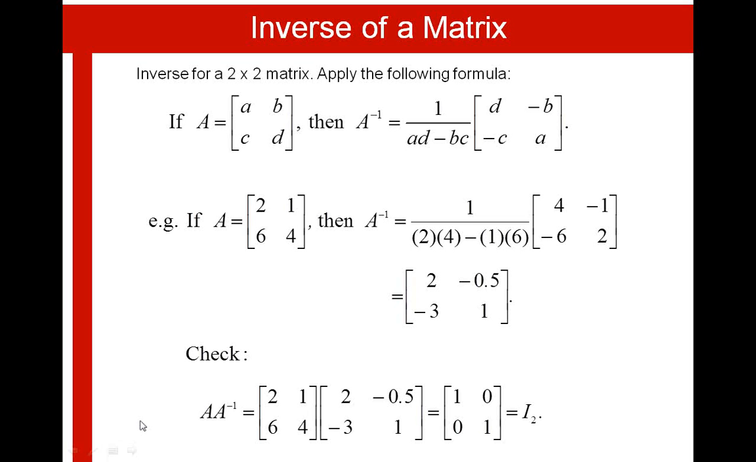Sure enough, we can see that when we do the check, if we multiply the two matrices, we start off by, as we did before in the previous section, 2 times 2 plus 1 times minus 3, this is equal to 1. Then we take this row times this column to obtain a 0, then this row times this column to obtain a 0 here, and lastly this row times this column to obtain a 1, which is the 2 by 2 identity matrix.